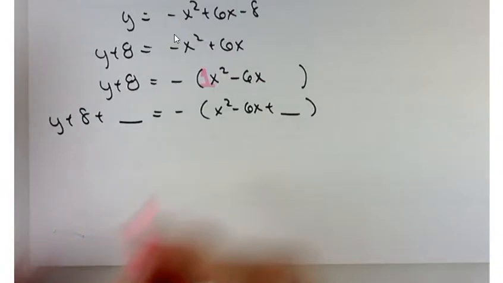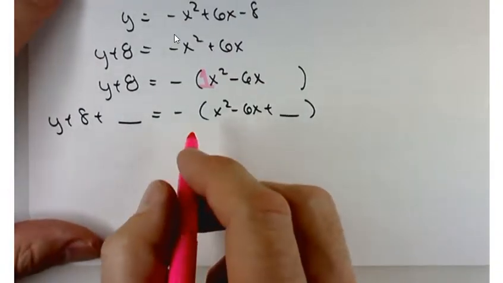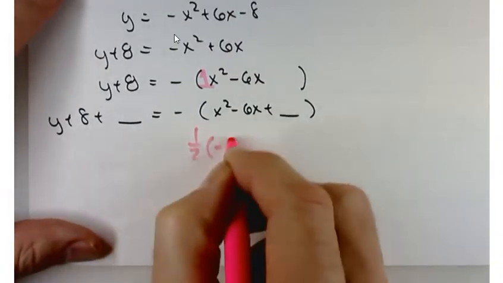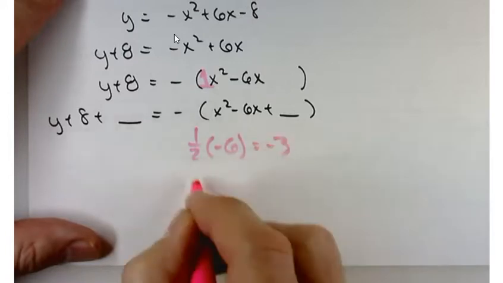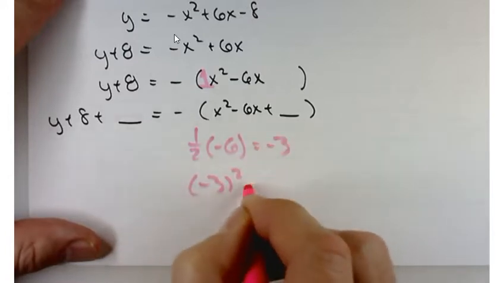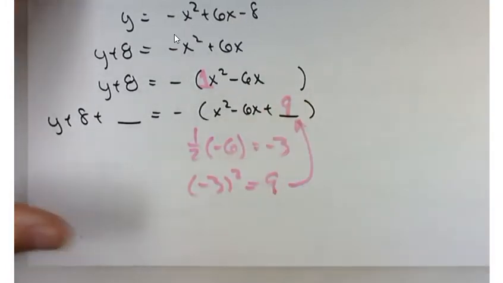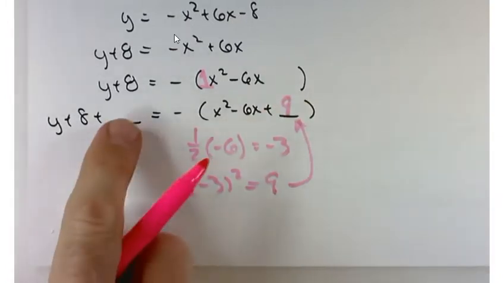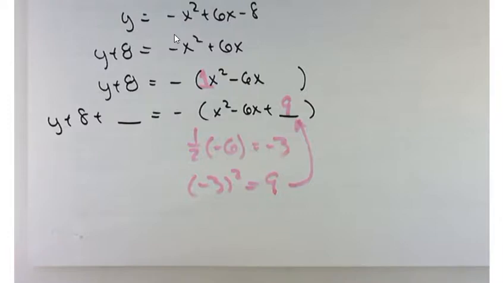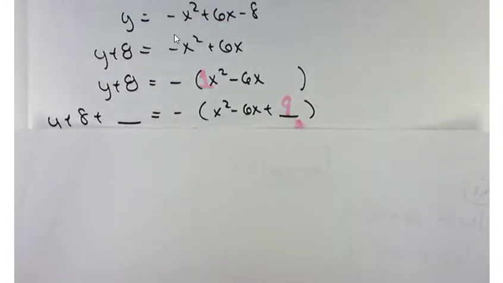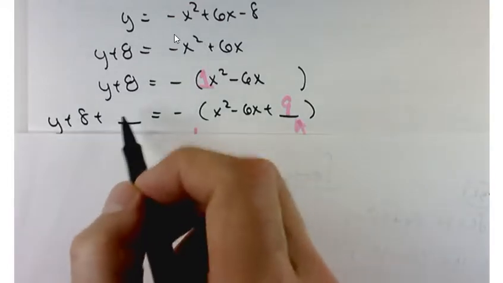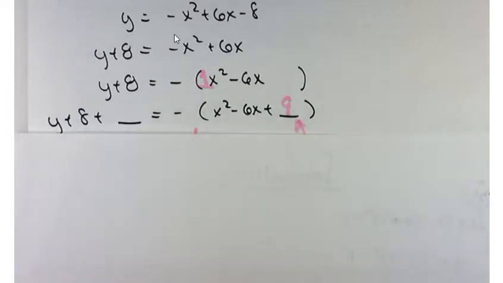This should be kind of a similar calculation to what we did just a minute ago. 1/2 of negative 6 is negative 3. Negative 3 squared is 9. So I'll put a 9 up here, but don't put anything here just yet. What I want to impress upon you is that I'm not going to put just a 9 here. Let's understand why.